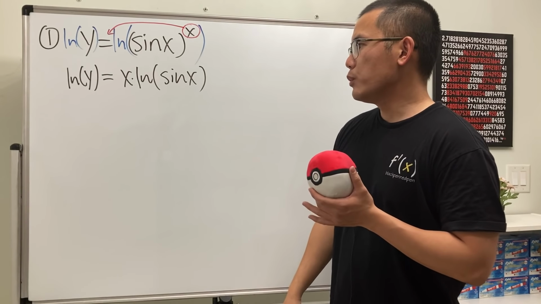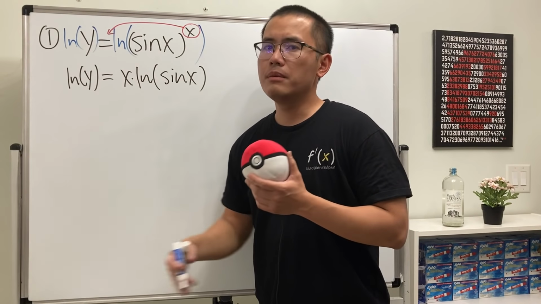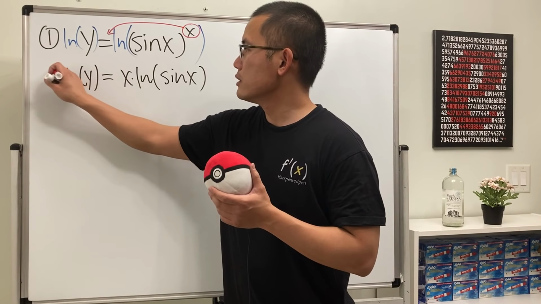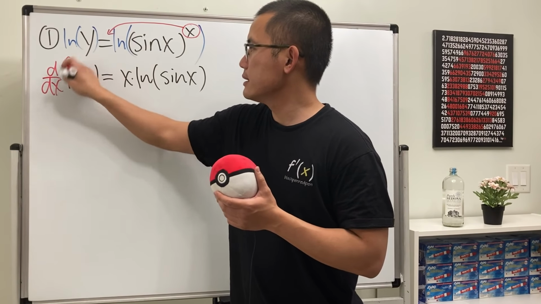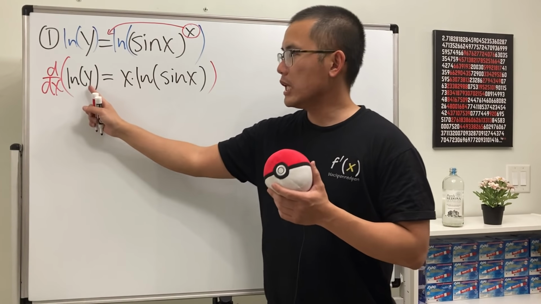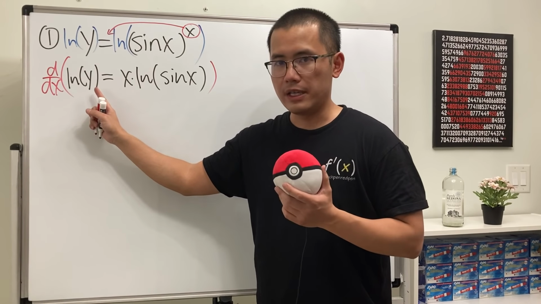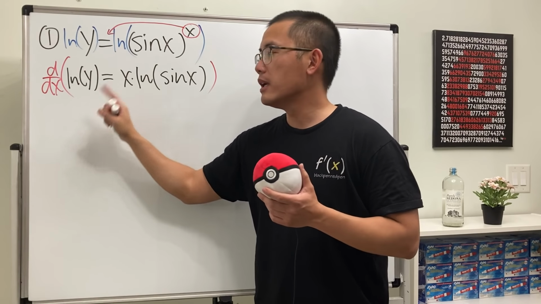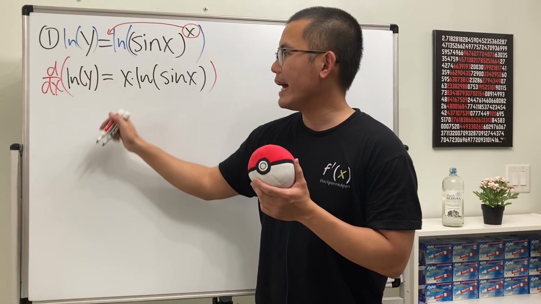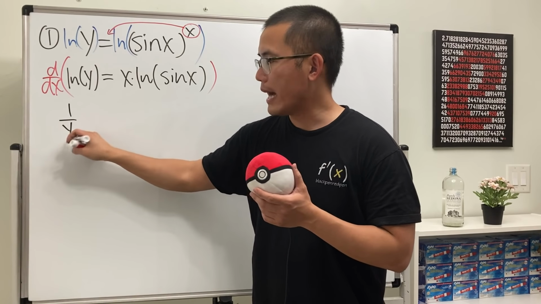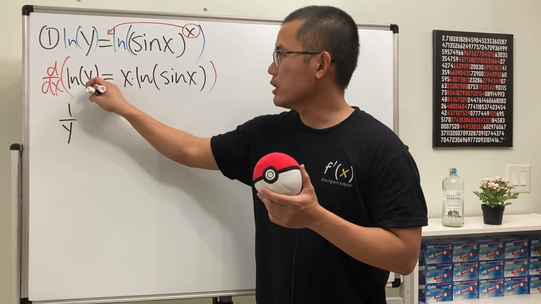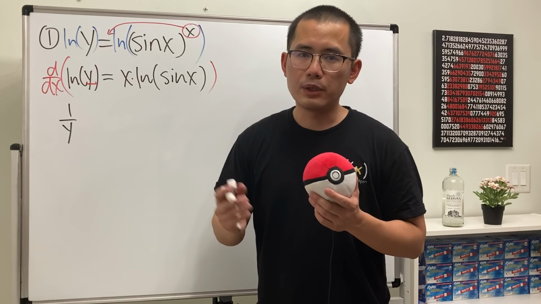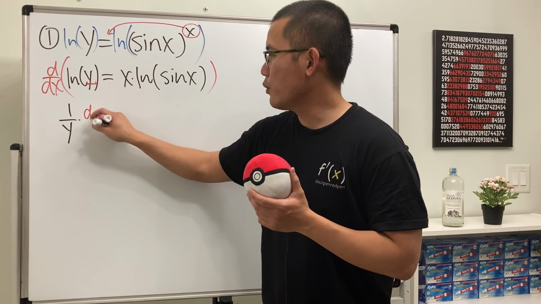Now you might be worried that y is no longer isolated, but it's okay because we can just do implicit differentiation. So let's go ahead and put down d/dx. You have to keep in mind y is a function of x. So, differentiating ln y, we get 1 over y, and then we multiply by the derivative inside, the derivative of y with respect to x, that's exactly what we're looking for.